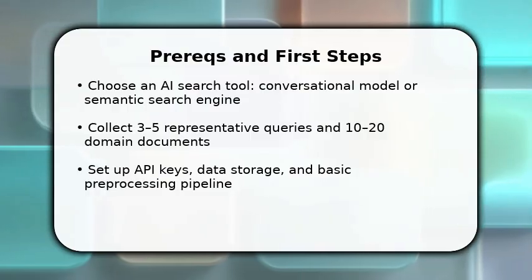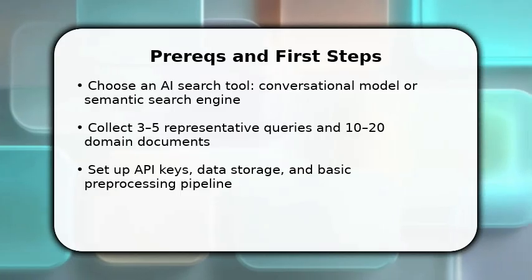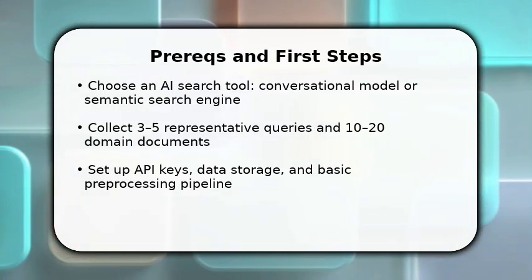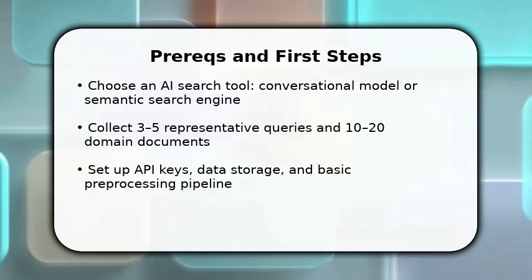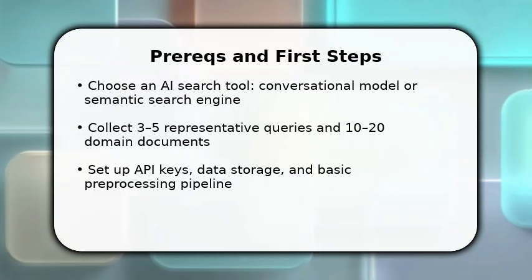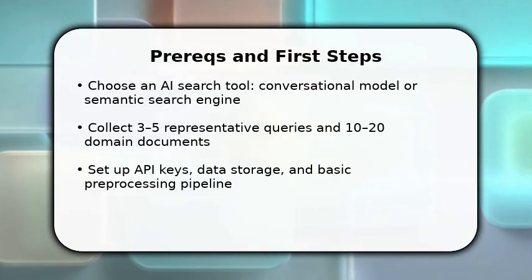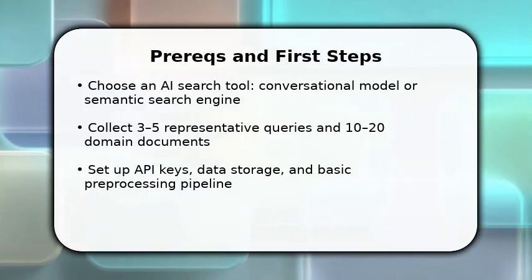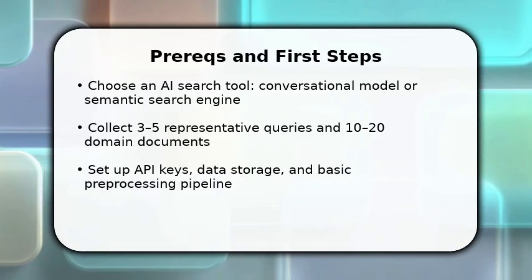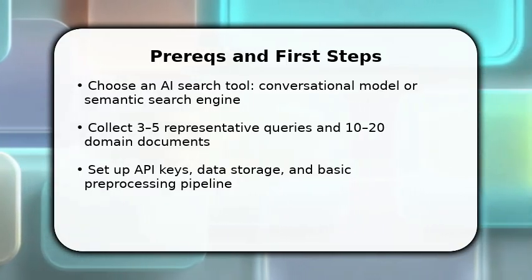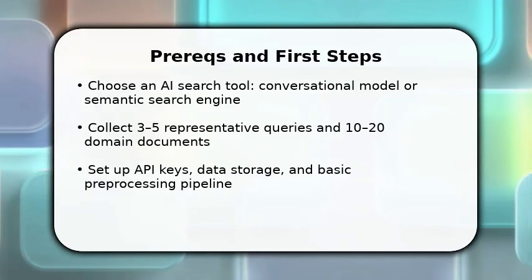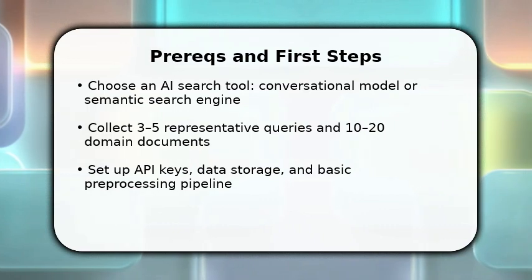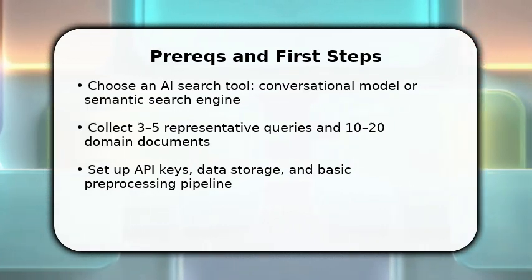You start by picking the search approach you need and why. Conversational answers for dialogue, semantic for relevance. Once chosen, gather representative queries and sample documents to train or tune relevance. Next, make sure to provision API keys and a secure storage location, then run lightweight preprocessing to normalize text and remove noise. These first steps get you from idea to reproducible inputs quickly, so you can validate the approach with real queries without wasting engineering time.